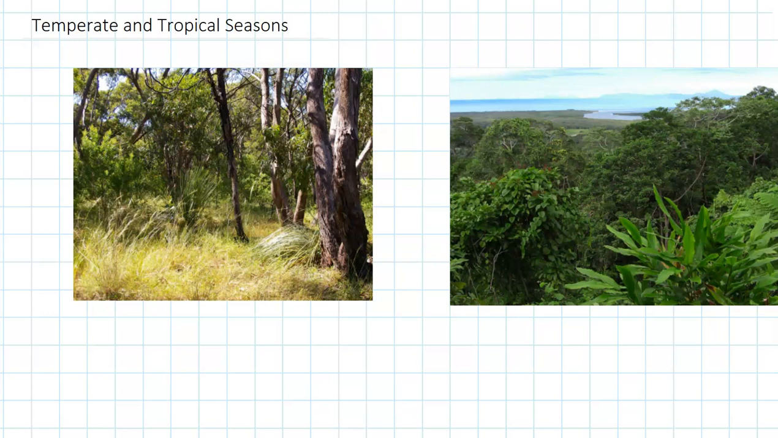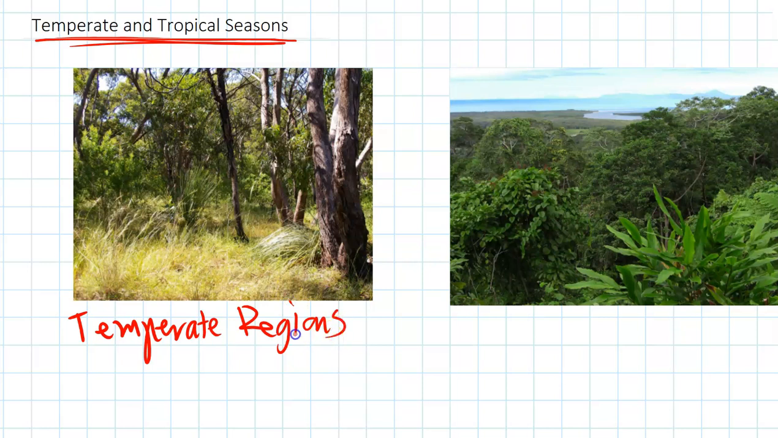Hey everybody, we're now going to compare how seasons work in different parts of the world. And we're going to look at temperate regions compared to tropical regions. So first of all, temperate regions. These are areas that we're most familiar with in Melbourne because Melbourne's temperate.